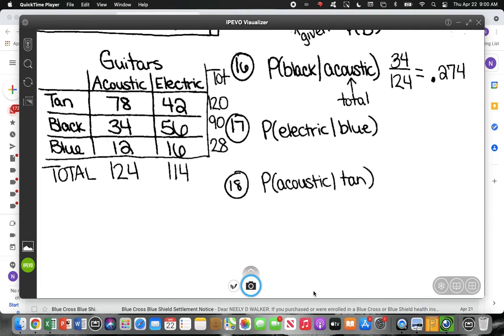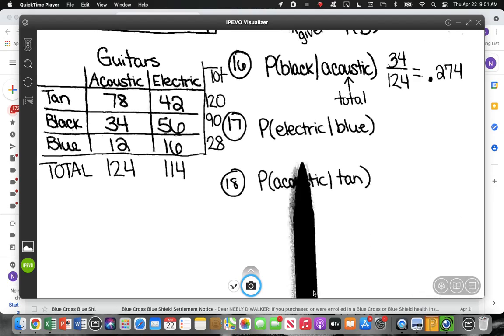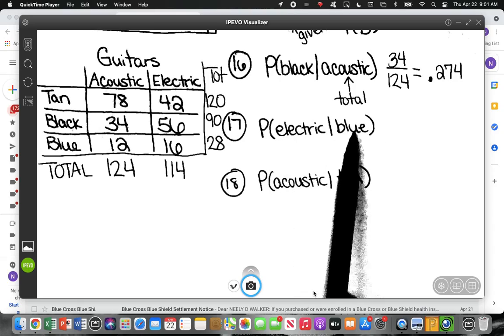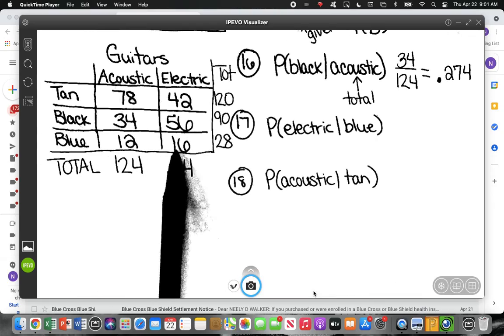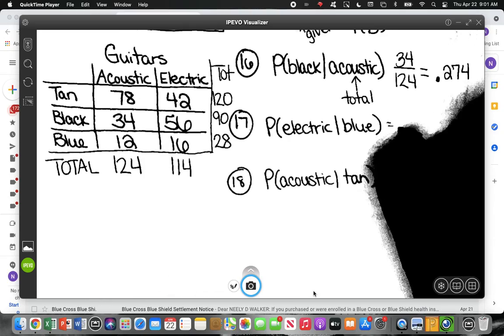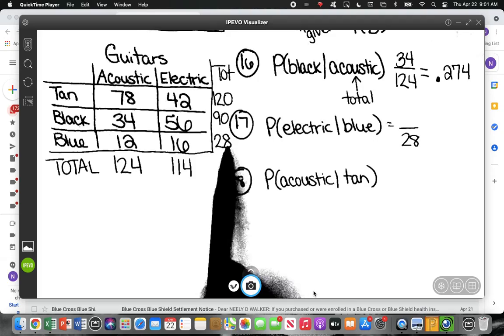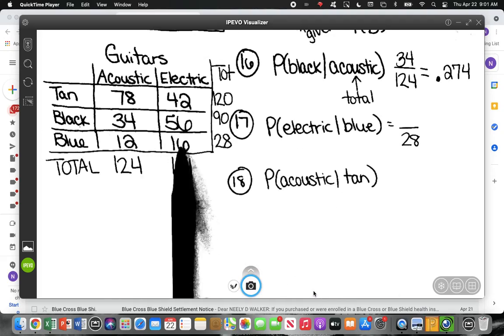Now on the second one, what do we know about the guitar? The second one is the one we always know. I want to know, what's the probability it's electric when I know it's a blue guitar? So how many blue guitars are there? We're only looking at the blue. So this time it's a row. How many blue guitars are there? All right, there are 28. Now, out of that 28, how many of them are electric? Is it 12 or is it 16? 16 out of 28.